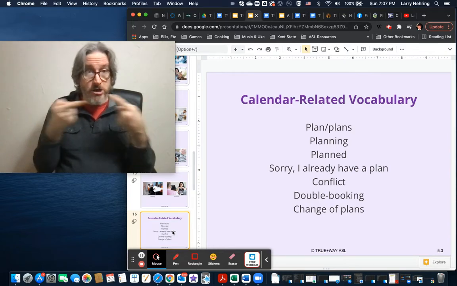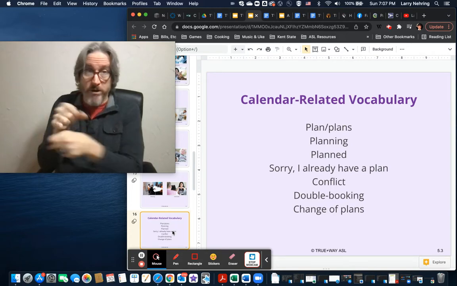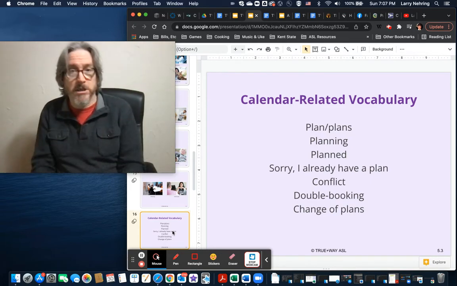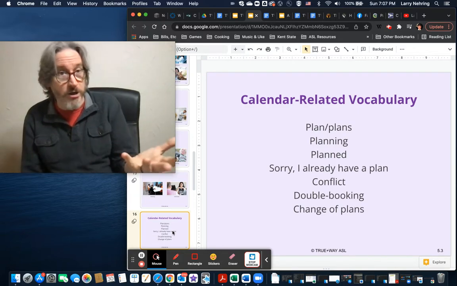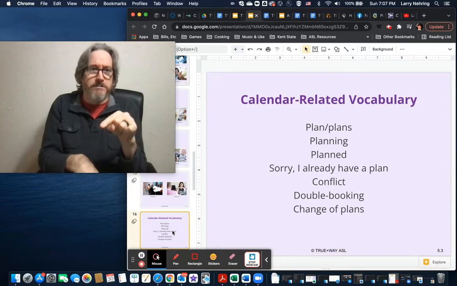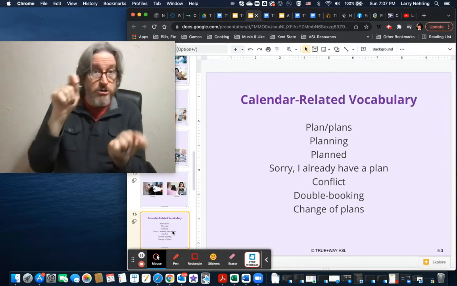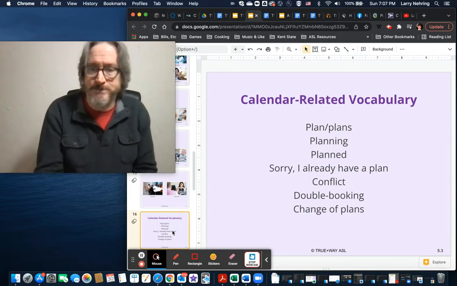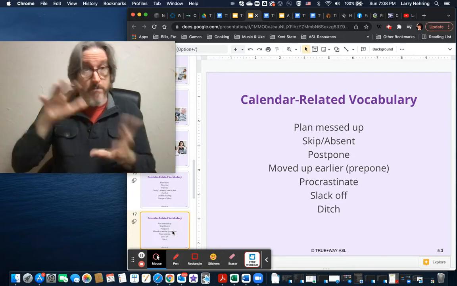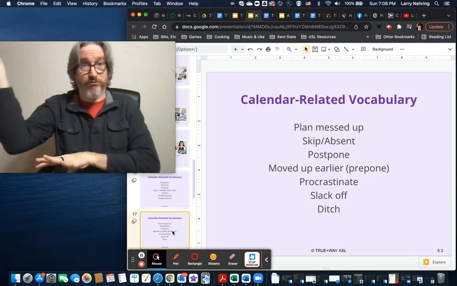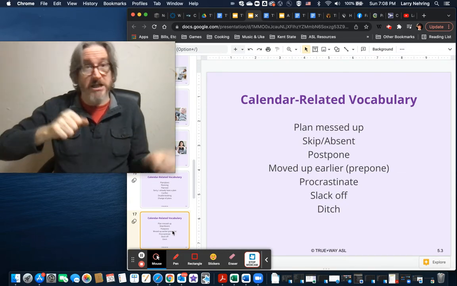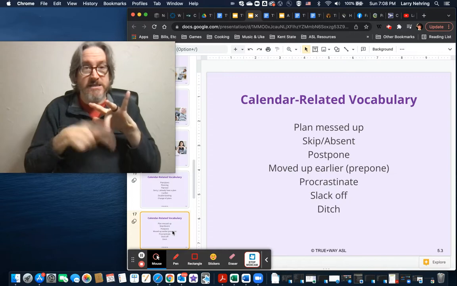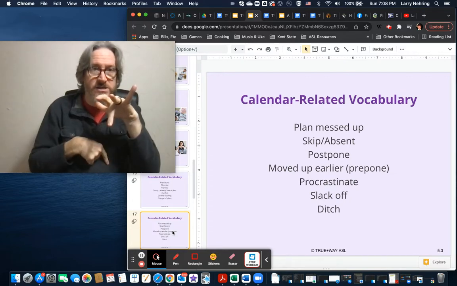Conflict. You've got two appointments that are conflicting. You could do appointment, conflict, plan, conflict, schedule, conflict. So obviously double booking, appointment, boom, can't. Change of plans, change. You kind of pinch top and bottom and then reverse. Plans messed up. So here you've got a bowl and it messes up. It's a big bowl of chili that you dump on the floor, right? So plans messed up. Skip, absent. So everybody else is here. This person's not here. Skip, absent.